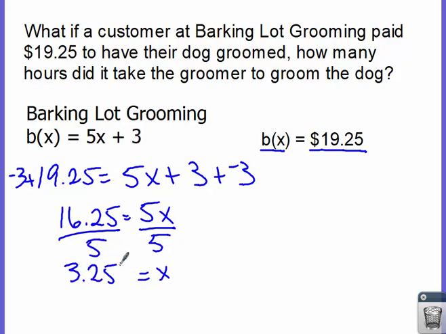Then we look back at our problem. It says how many hours did it take? So my label on 3.25 is hours. And that's how we evaluate functions, okay, for given values, or find the missing value for a given answer.